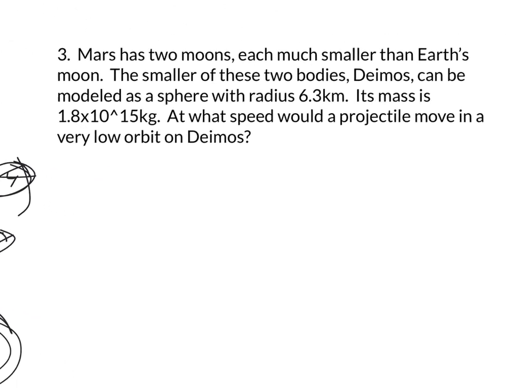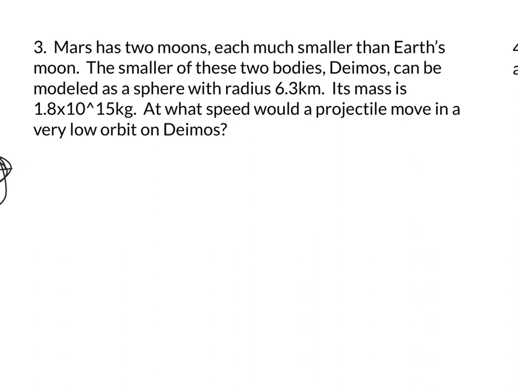Awesome. On we go. If you didn't know it, Mars has 2 moons, and the small one, Deimos, is very small, in fact, only about 6 kilometers radius. And we want to put something in orbit around Deimos. So we want something to be going in uniform circular motion around Deimos. Now this problem specifies a very low orbit. What's a very low orbit? I don't know. That's tough.